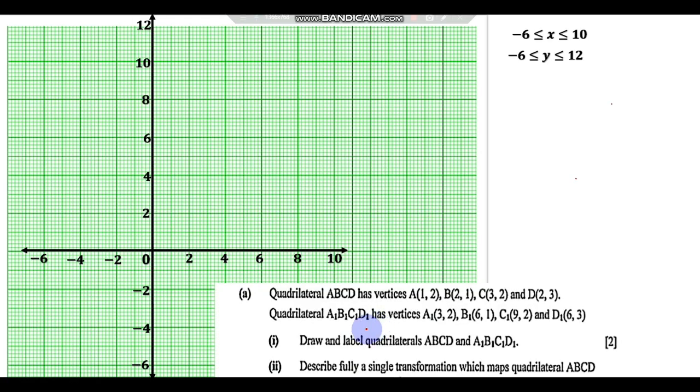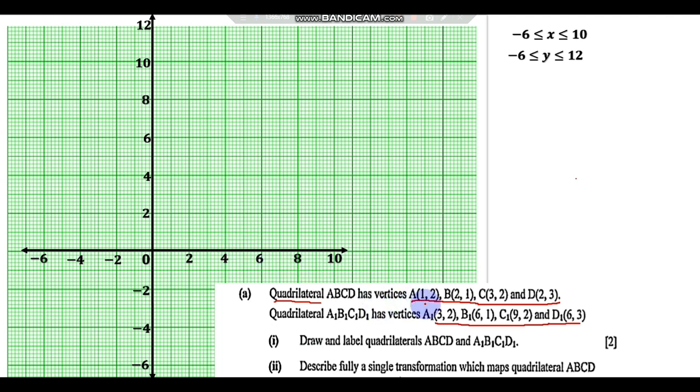Question A says quadrilateral ABCD has vertices, that is, these are the points. And quadrilateral A1, B1, C1 and D1 also has some vertices that we've been given. Roman numeral 1 says: draw and label quadrilaterals ABCD and A1, B1, C1, D1, for 2 marks. So let us plot.